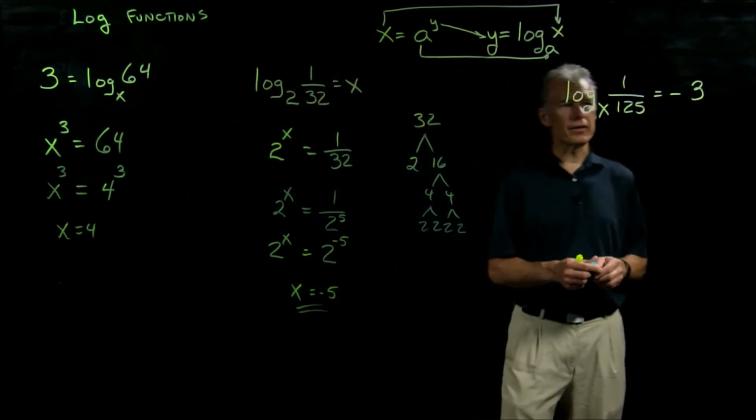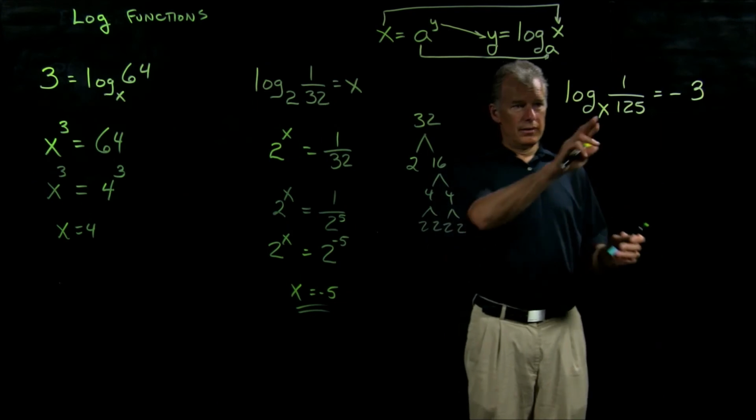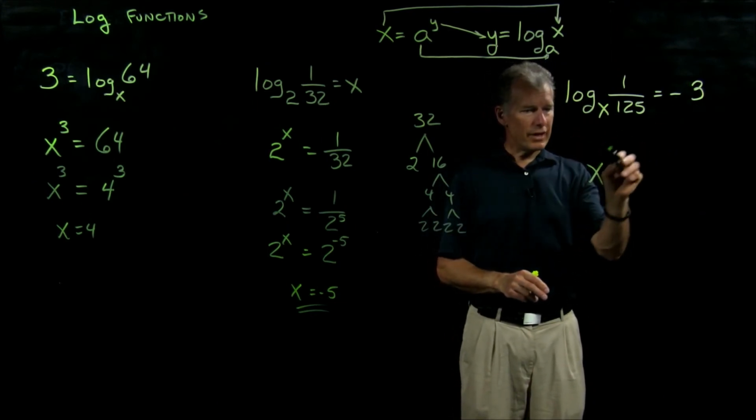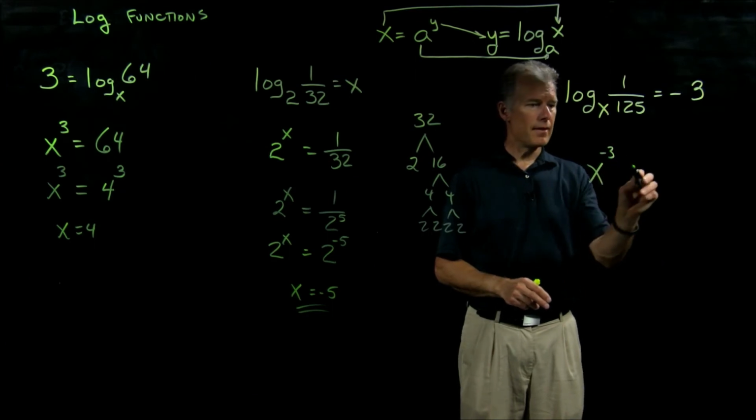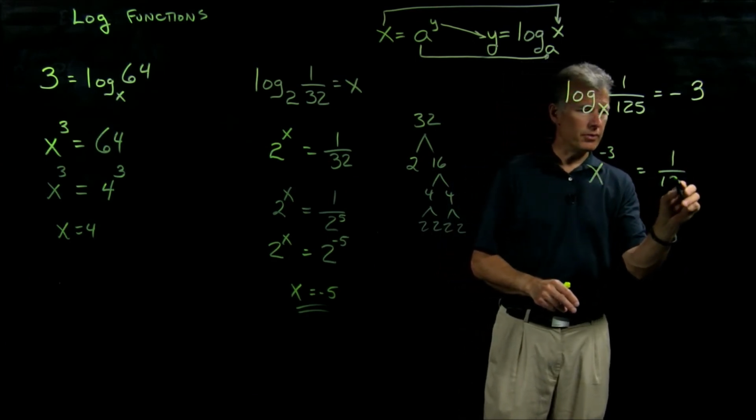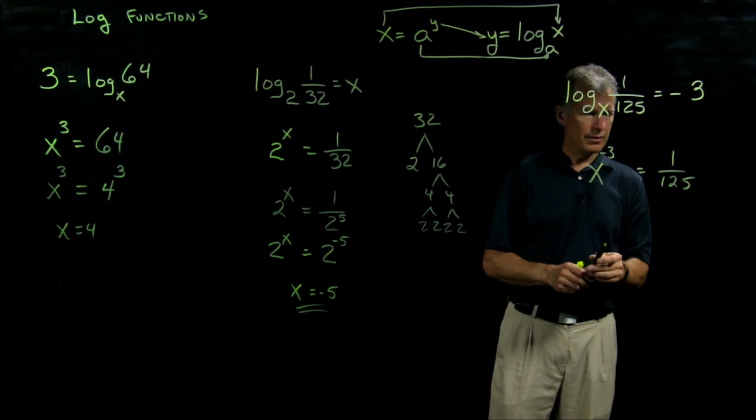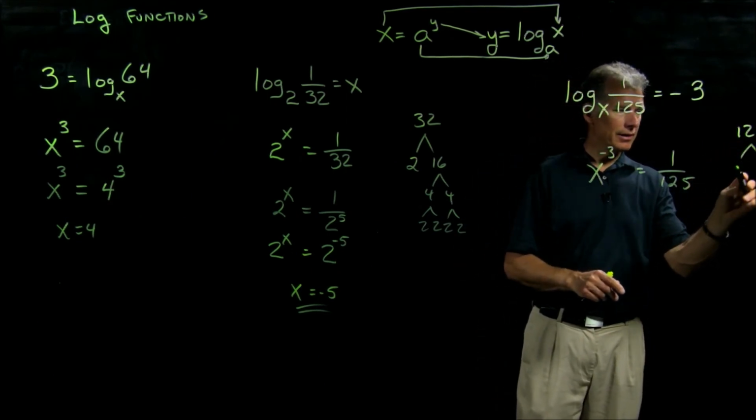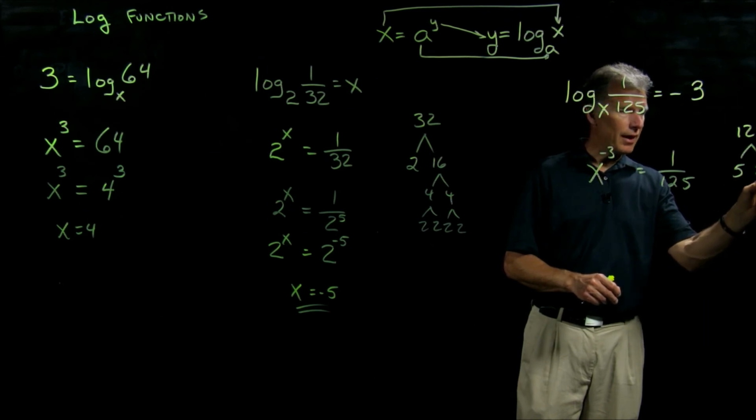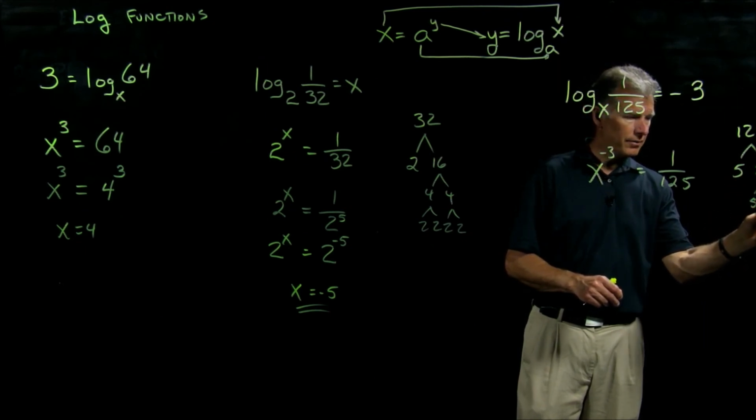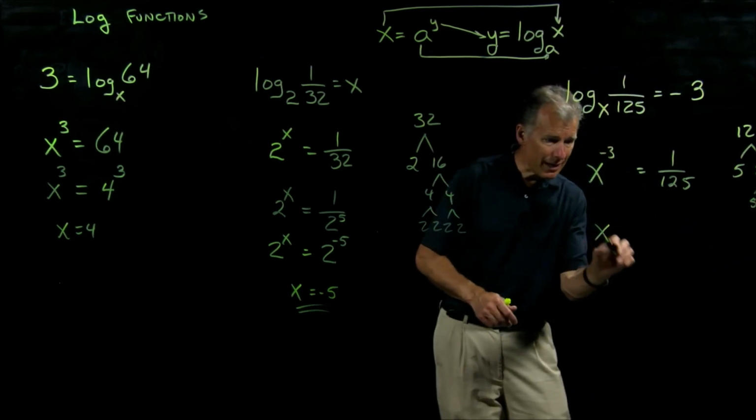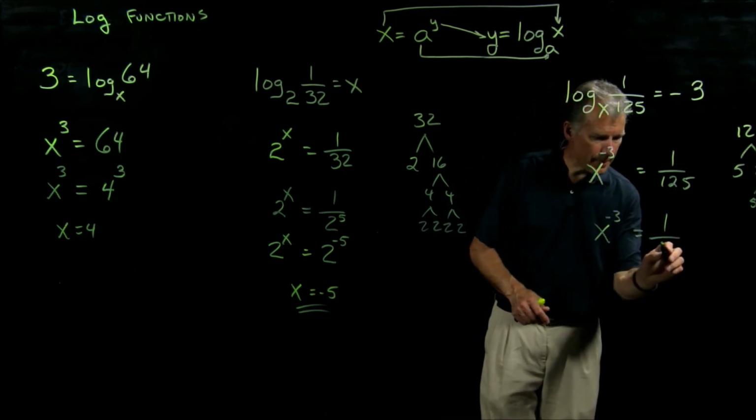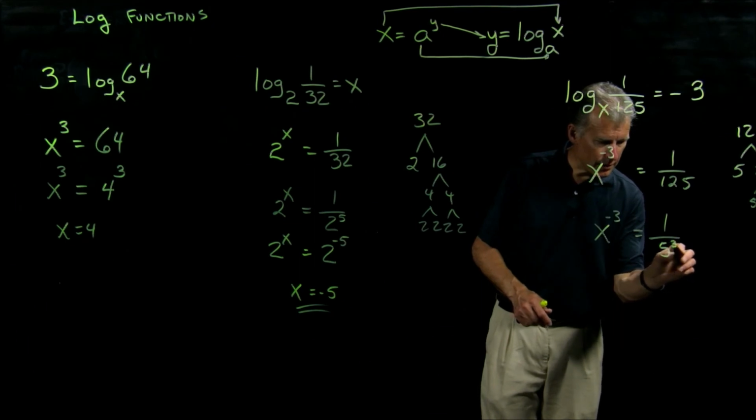Now, coming over here, our base is x. That's our exponent, negative 3, equals 1 over 125. And 125, we can factor into 5 times 25, which is 5 and 5. So I can rewrite this as x to the negative 3 equals 1 over 5 to the third.